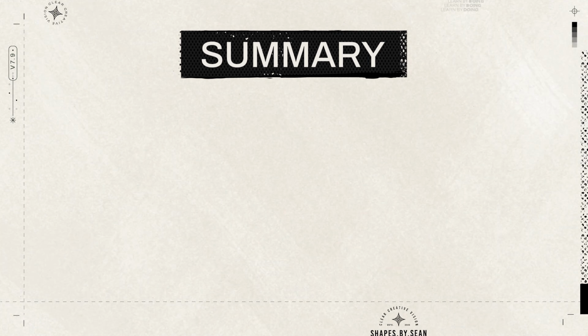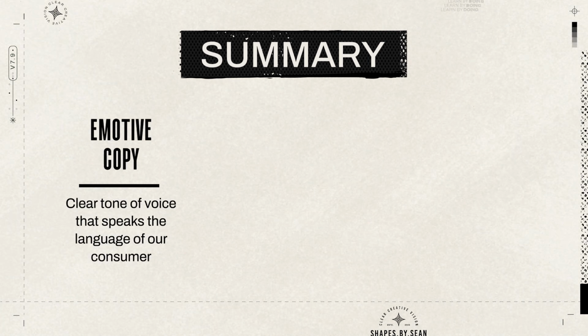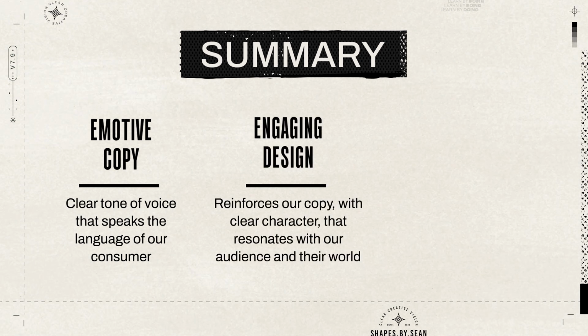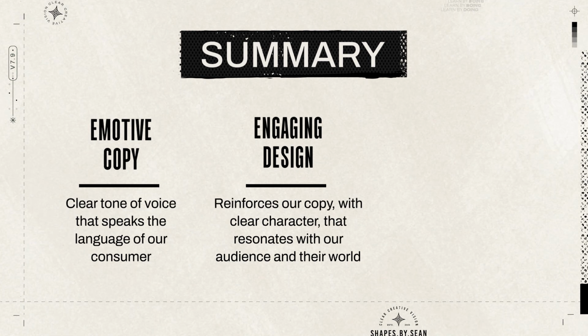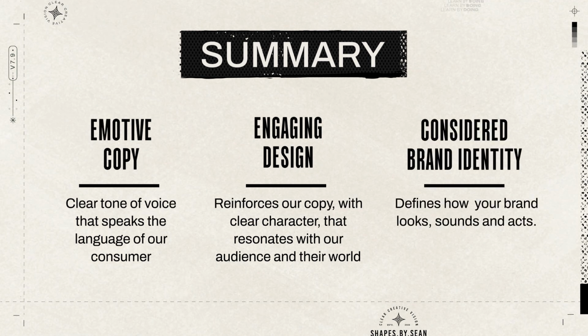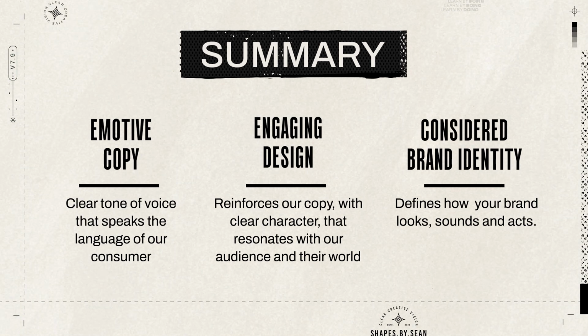So to summarise my pocket guide to powerful posts, you need to have emotive copy with a clear branded tone of voice that speaks the language of our consumer, engaging design which reinforces our copy with clear, bold character that resonates with our audience and their world, and a considered brand identity. This ties the copy and design together and defines how our brand looks, sounds and acts.